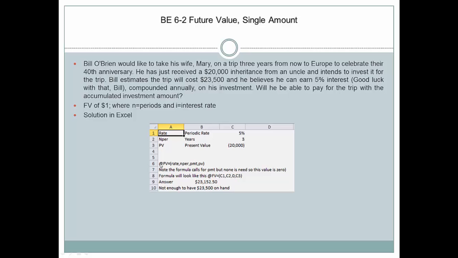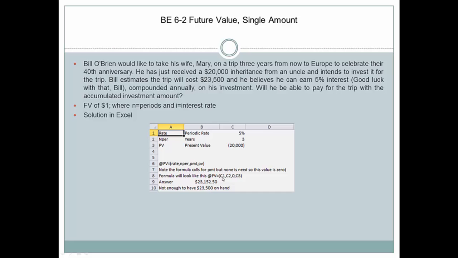Now the formula in Excel, and make sure to use the @ symbol, is at future value is equal to the rate, comma, the number of periods, comma, the payment, comma, and the present value. Note the formula calls for a payment, but none is needed, so this value is 0. So the formula will look like this as you input it into Excel.